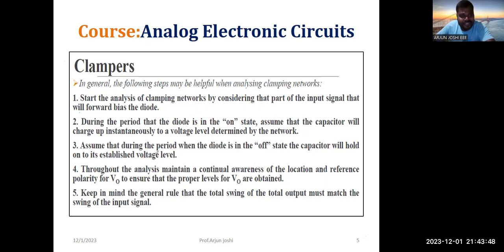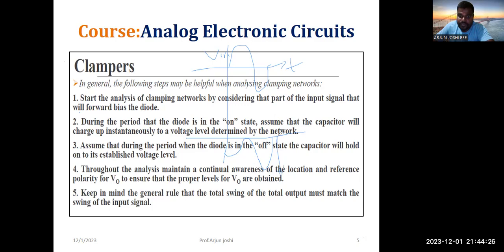Okay, throughout the analysis, maintain a continual awareness of the location and reference polarity for V0 to ensure that the proper levels for V0 are obtained. Keep in mind the general rule that the total swing of the output must match the swing of the input signal. For example, this is an AC signal input supply. Everything is remaining the same. The output should be equal to the input like this. If the output comes like this, it should be equal to the input.